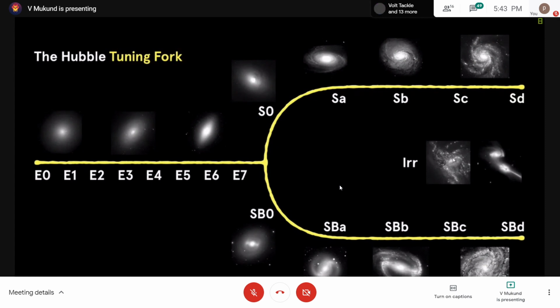Irregular galaxies are formed when two galaxies merge together. When they merge, they don't form a specific shape, and they don't come under the elliptical or the spiral galaxies. So they come under the forms of irregular galaxies.